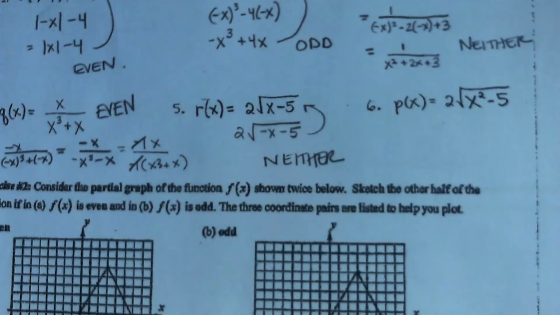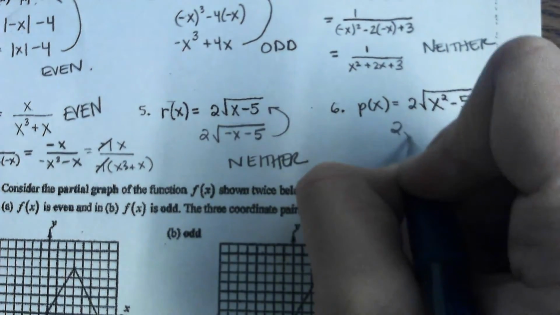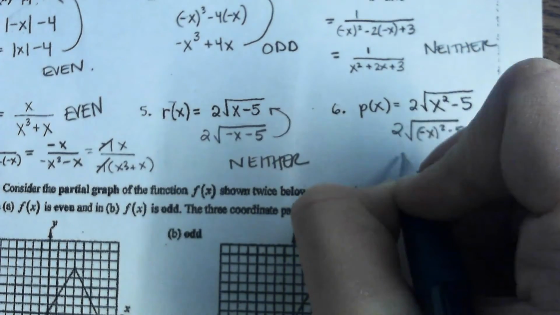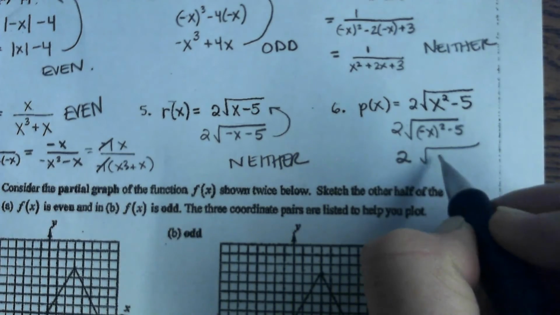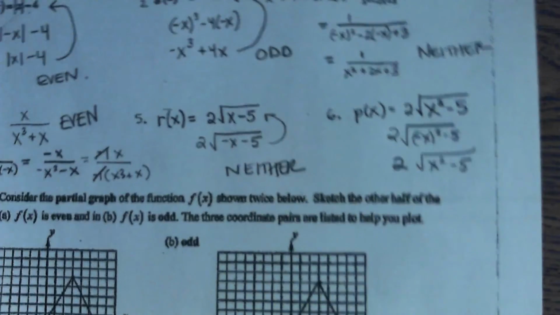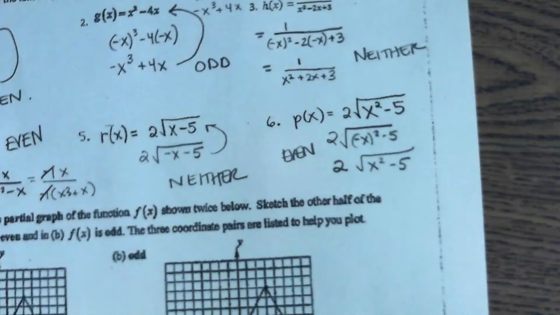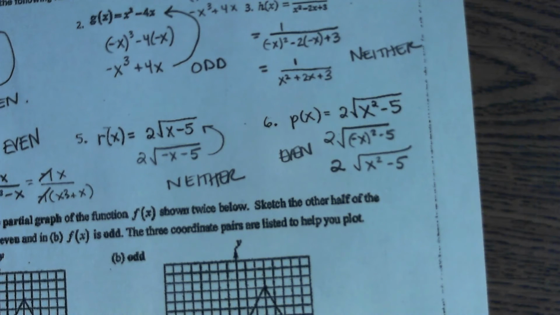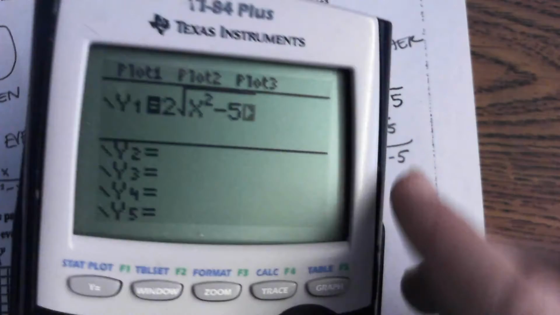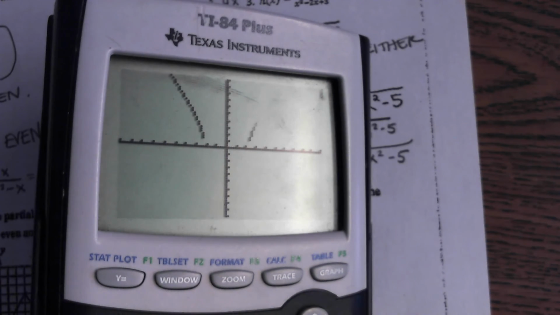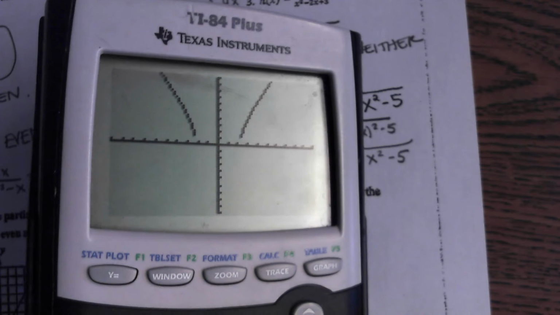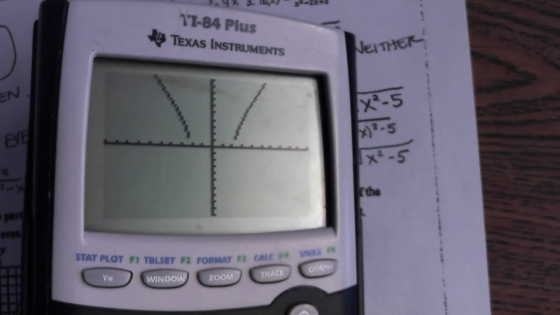And lastly, in 6, if I plug in a negative x and simplify, negative x when I square it is just going to be x squared. Is that exactly the same as the original? Yes, so that's even. If I looked at that image, that would be symmetrical to the y-axis. That would be an interesting one to see. I don't think you've ever seen a graph like this before. Yes, we all can agree, though, that it's symmetrical to the y-axis. Okay.